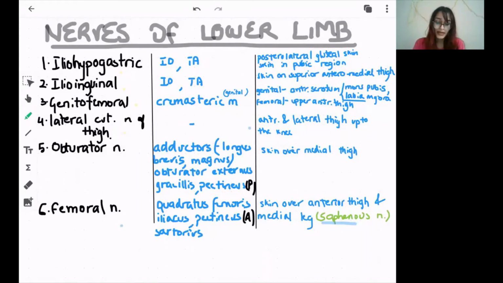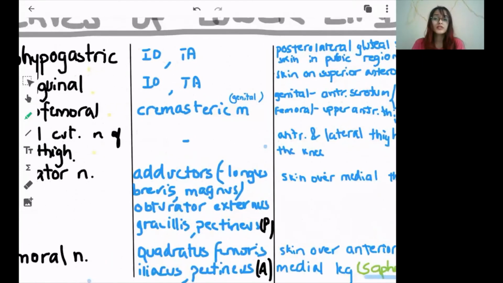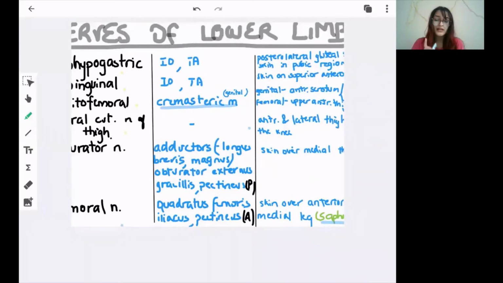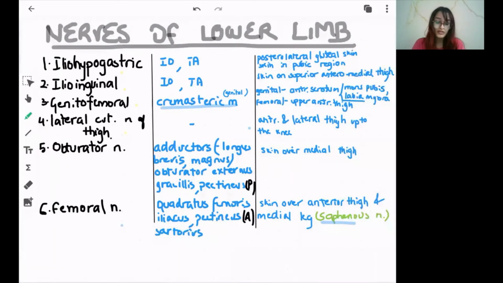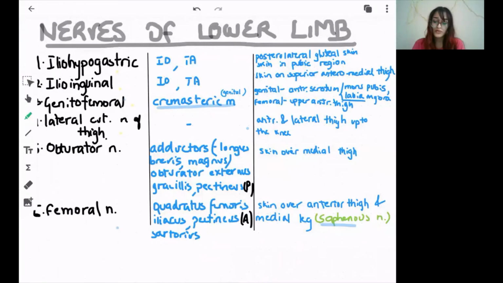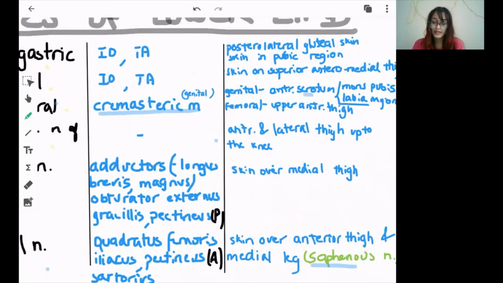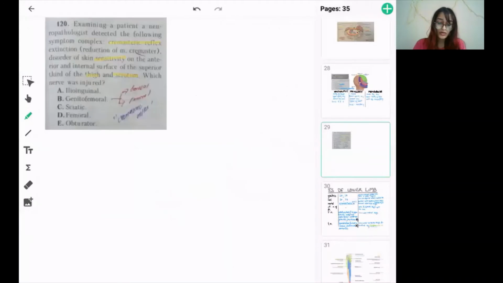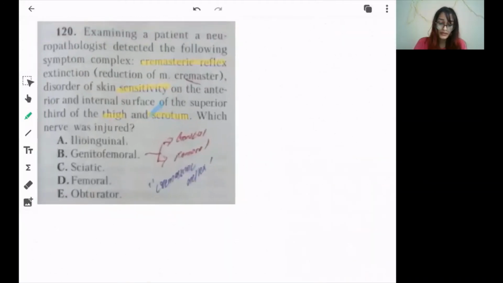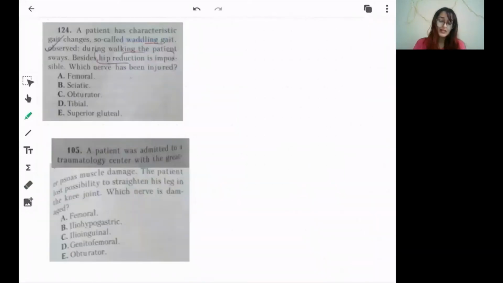So here you can see in that question, the cremasteric reflex was absent, and the nerve supplying the cremasteric muscle was the genitofemoral nerve, and it was also supplying the scrotum and the upper anterior thigh. So that was all that was written in this question: the scrotum, the thigh, and the cremasteric reflex. So the answer is what? Genitofemoral nerve.